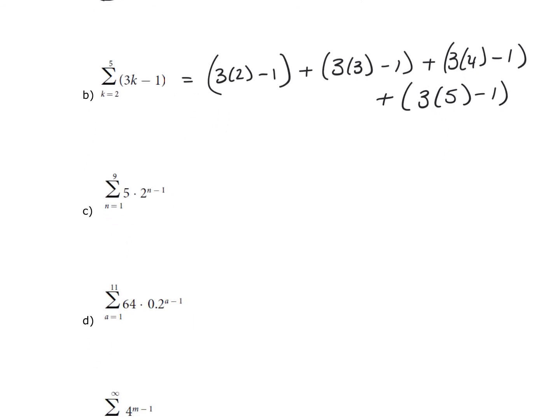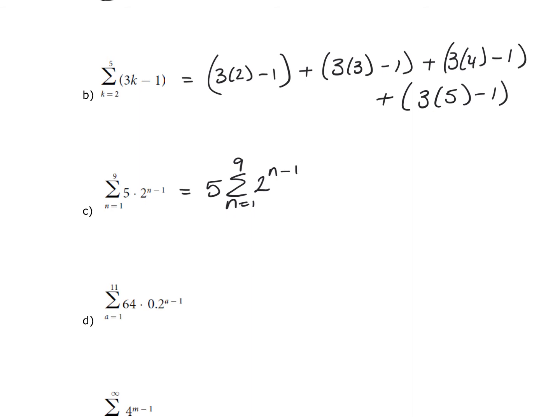Now, let's take a look at C. With example C, this is a geometric series with a 5 as a constant. One of the things that we can do is rewrite this with the 5 outside, because it's just a constant and is not dependent on any of the indices. So we can totally write it like that.